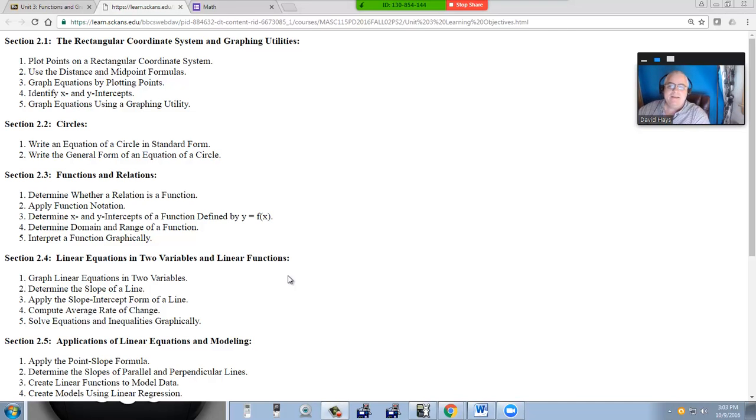Let's take a look at this chapter. In our first section, we want to plot points on a rectangular coordinate system, use distance and midpoint formulas, graph equations by plotting points, identify X and Y-intercepts, and graph equations using the graphing utility.